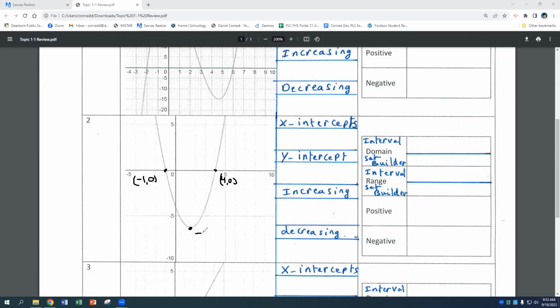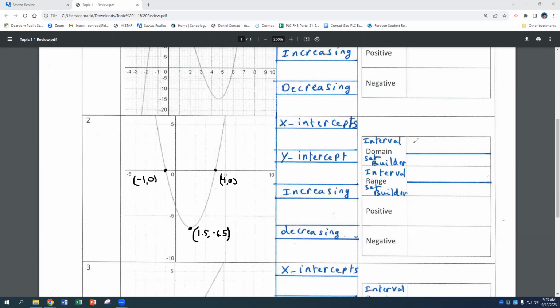So I'm gonna put -1, 1.5. Sorry, 1.5, comma, -6.5. Okay, my key points are there now. Okay, now I can start my domain.